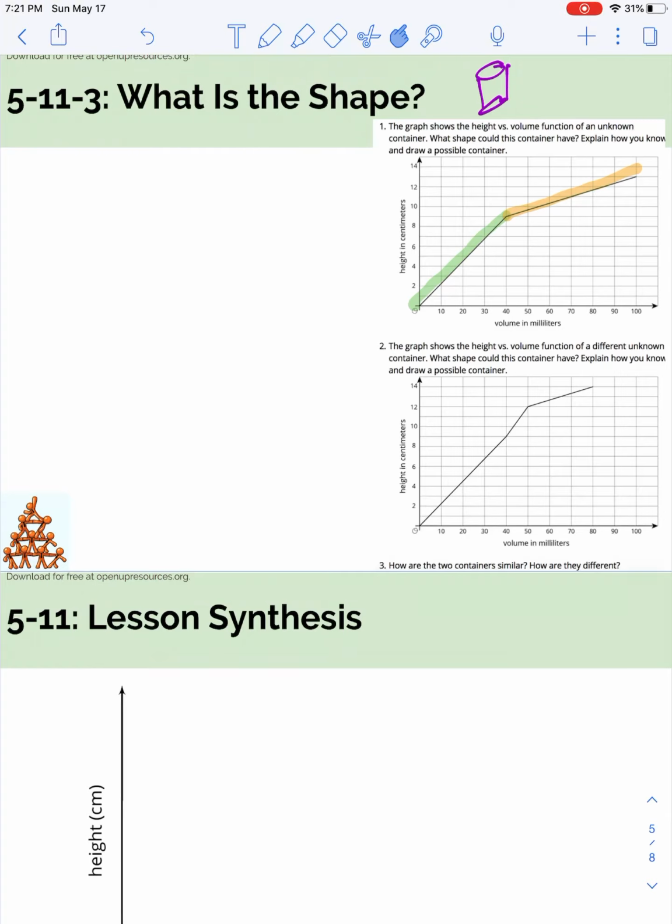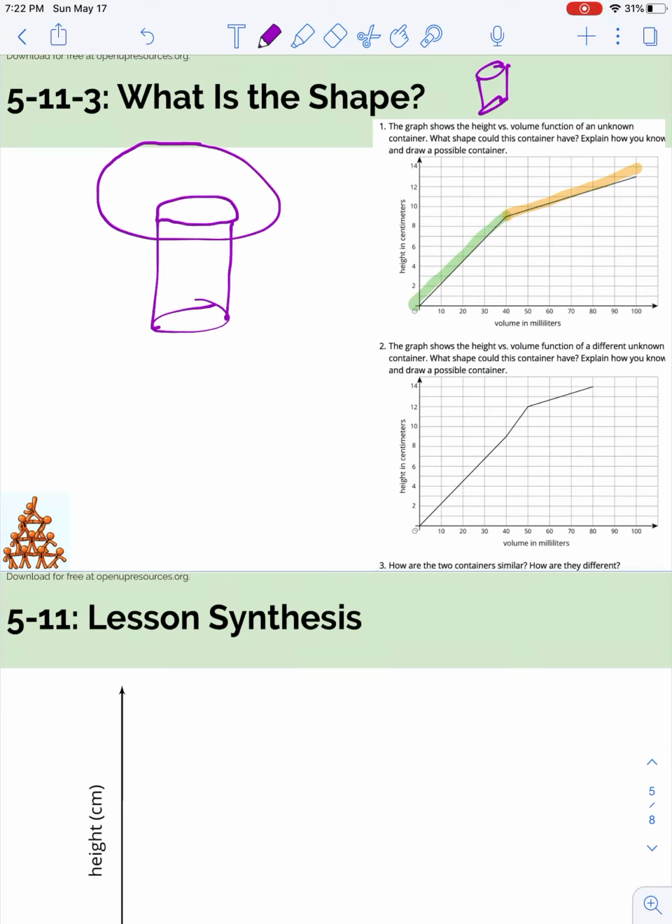So the steeper the slope, the narrower the container, and the shallower the slope, the wider the container, is a general rule. So for the first one, the bottom cylinder is going to look something like that, right? And then the top cylinder is going to be the same, except it's going to be wider because of its slope. Like if we made this one, the slope would be 2.